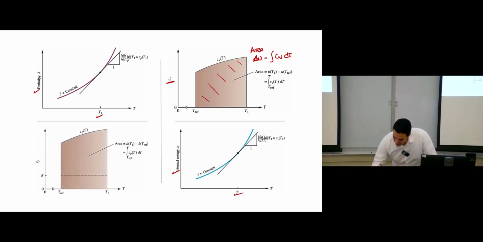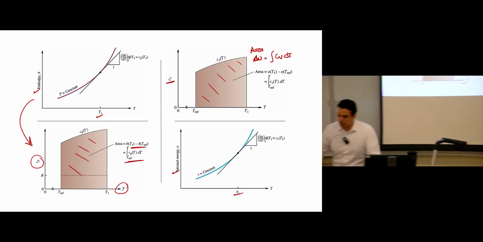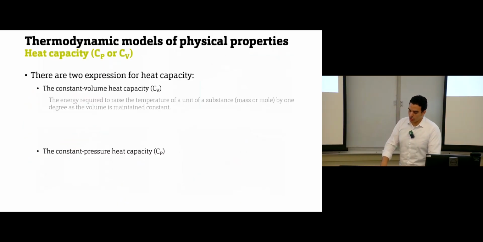And also, if we repeat this figure in a different way, with CP on the y-axis and temperature on the x-axis, the area under this curve is delta H, and this can be calculated by integration of CP dT. So these are the two equations we have.